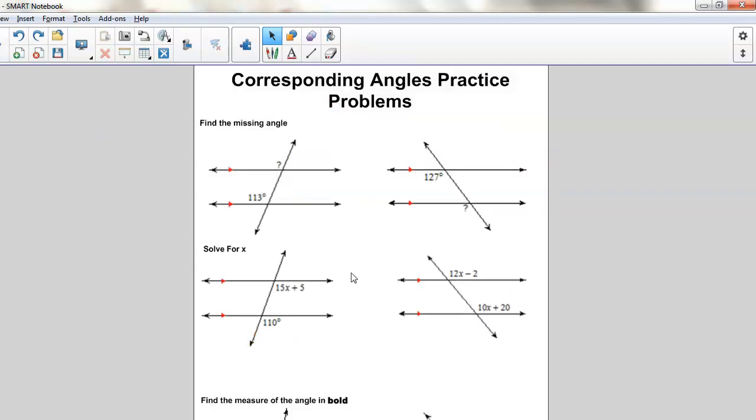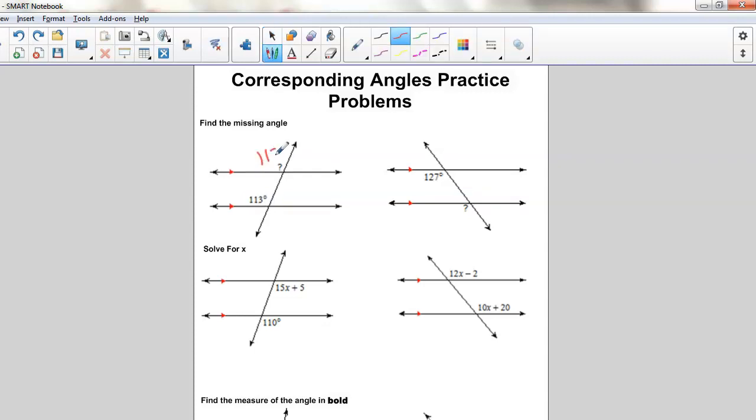Here are some practice problems. These are similar to what you'll be seeing in class tomorrow. We're going to work some problems like these. So for example, if this is 113, then this one should also be 113. If this is 127, this one should also be 127. These are corresponding. They're in the same position. Here in this situation, these are equal, so you would put them equal to each other and solve for x. Do some math, figure out what x is.